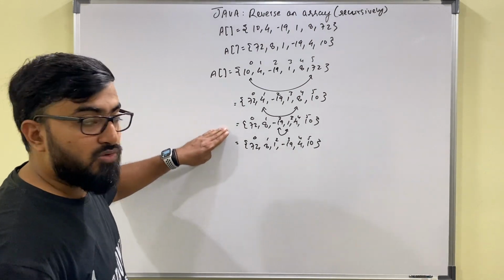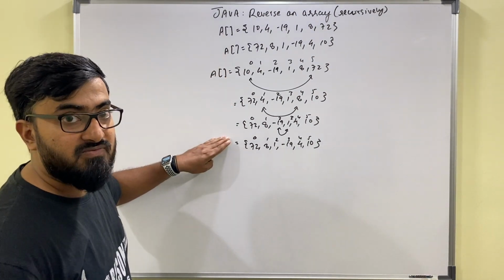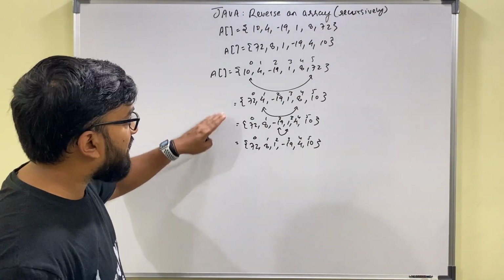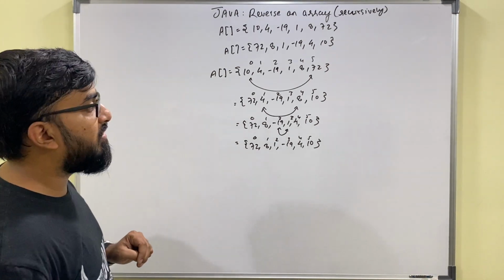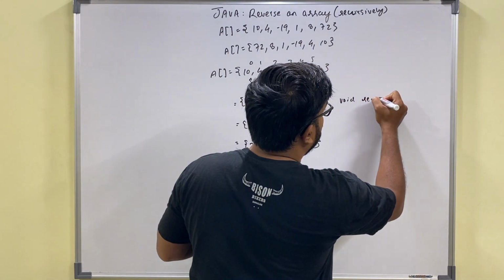And this is the approach that we used to find the reverse of the array A in place, when we were using the iterative approach. Now, this is the approach we use to find the reverse of the array recursively. So I'm going to write a function void reverseArray.